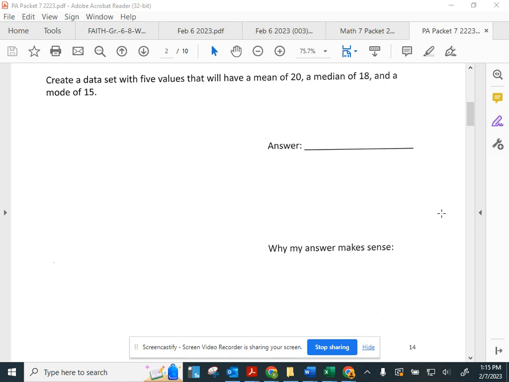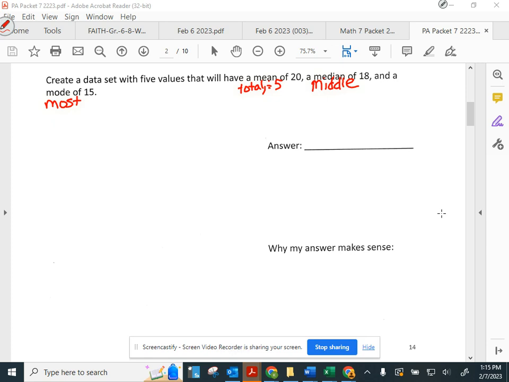Create a data set with 5 values that have a mean of 20, a median of 18, and a mode of 15. So what do those numbers mean? If it's the median, it means it's in the middle of all 5 numbers. If it's the mode, it means that's the one that we see the most of. And if it's a mean of 20, it means you total and then divide by 5. So you have to find the total, add them all up, divide it by 5, and you should have 20.